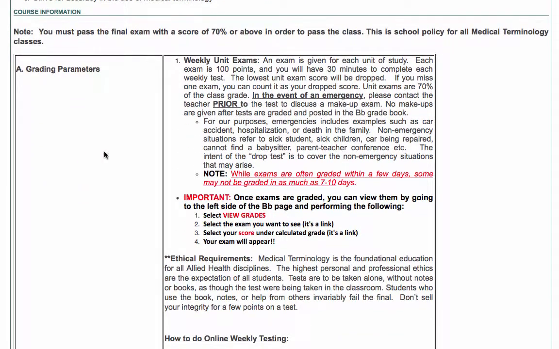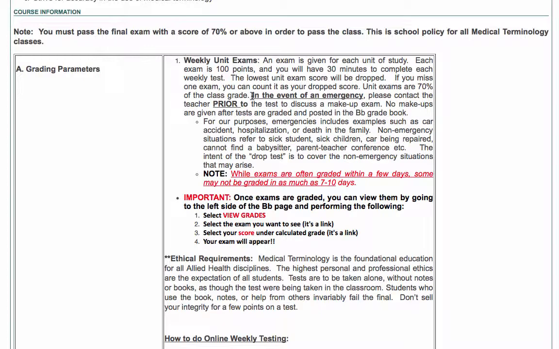Okay, so here's some of the grading. We're going to have a weekly exam, although the first exam isn't for 2 weeks. And they're each 100 points. We do take into consideration emergency, so read our definitions of what constitutes an emergency.